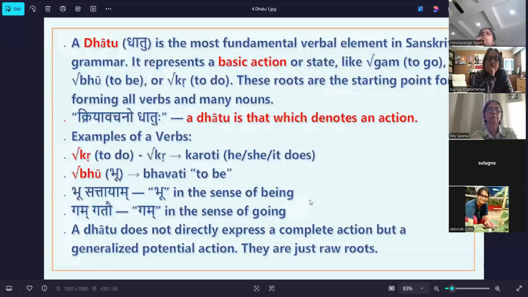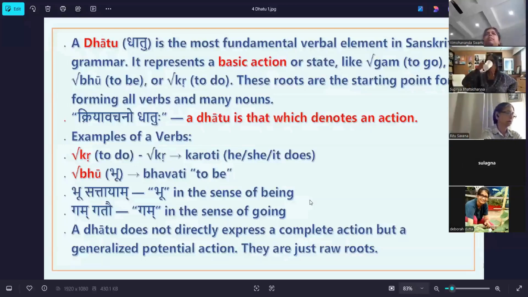That will be easier. After that, now a dhatu, for example gam dhatu, bhu dhatu, does not directly express a complete action. You cannot say Rama gam. It does not mean anything. You have to say Rama gacchati. Why gacchati? Because without a ting pratyaya, it is not complete.